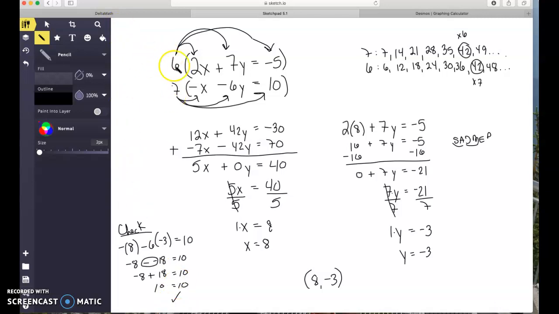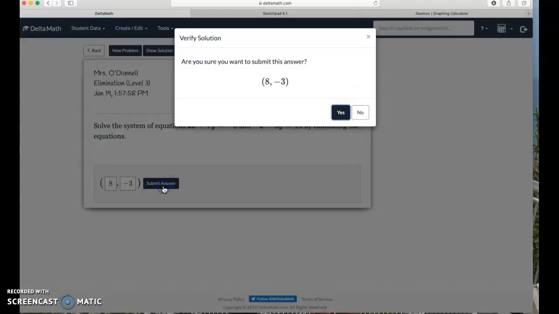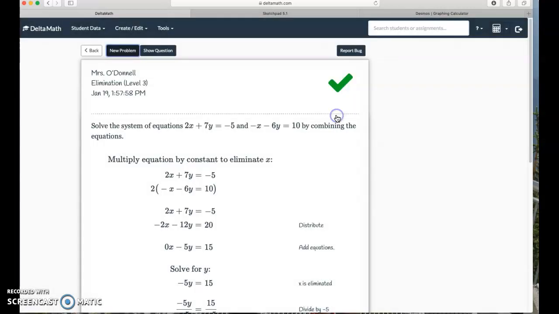And that is the harder of the two variables to eliminate for this problem. If you wanted the easier route, you could have just multiplied the second equation by 2, and then you would have eliminated the x variable first and solved to find y. All right, so let's plug this in, 8, negative 3, just to make sure we got it. Submit. Yes. Huzzah! Delta Math liked it. And that is elimination level 3.